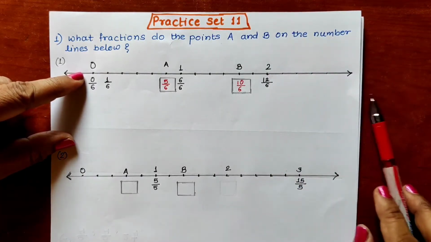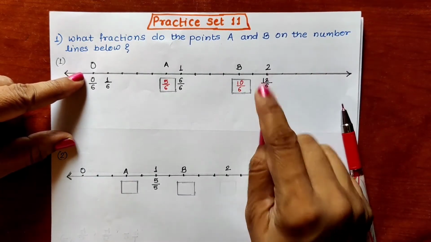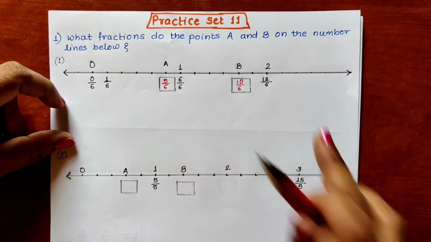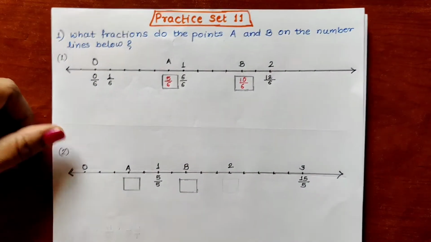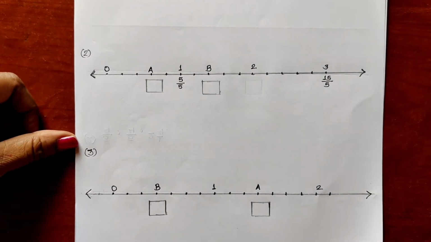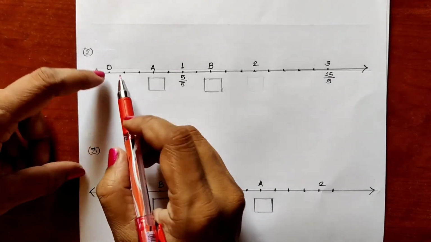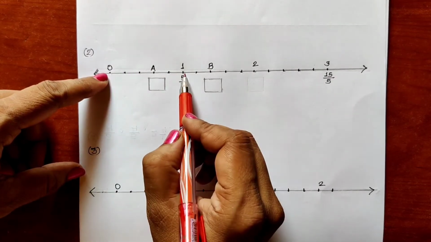12 upon 6 is 2. How does it become 2? 6 ones are 6. 6 twos are 12. 12 upon 6 is 2. So in this way, we have completed this first answer. Now let us see this second answer. Observe carefully. From 0 to 1 is 1 unit.